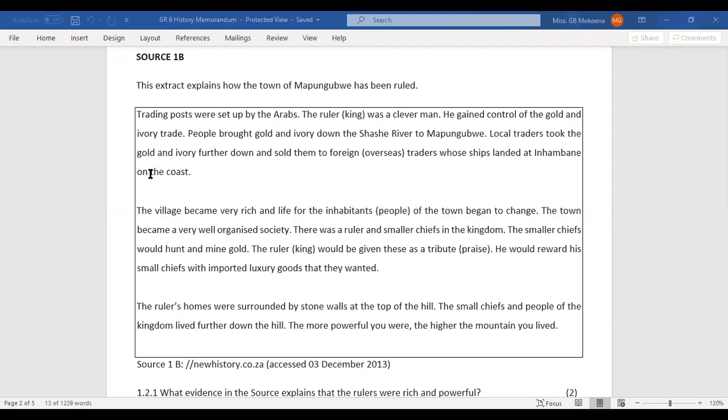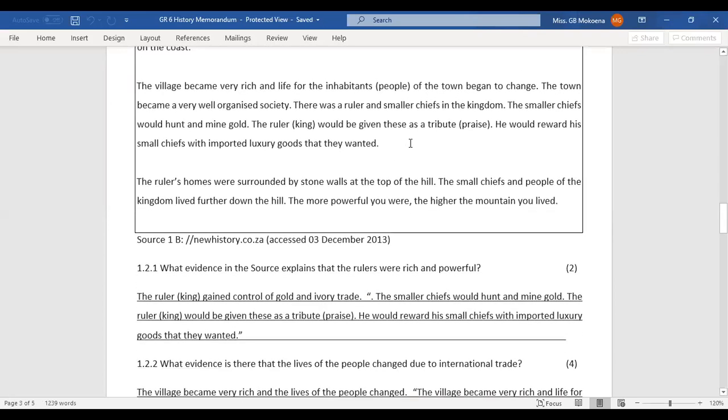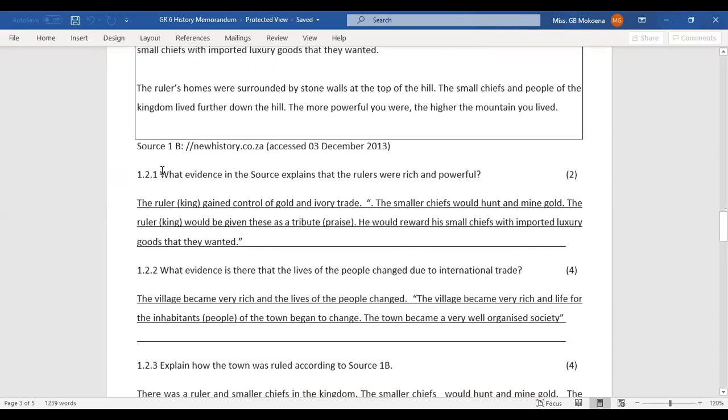The small chiefs and people of the kingdom lived further down the hill. The more powerful you were, the higher up the mountain you lived. Okay, nice. So this extract explains how the town of Mapungubwe was ruled and how the people were living, according to their status.